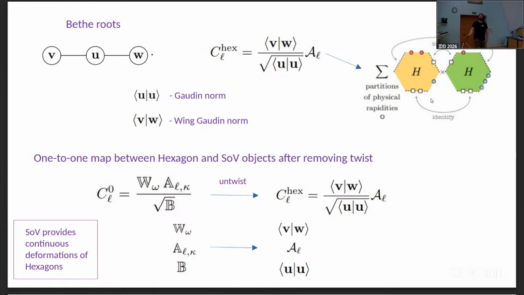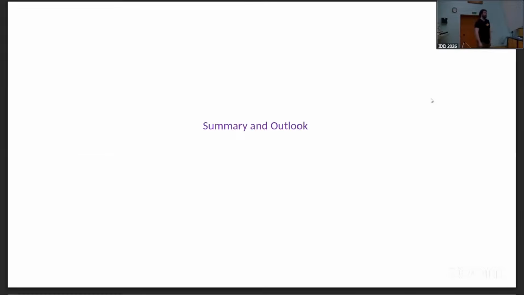Okay? And one nice additional feature of this is that, in a natural way, SOV provides a continuous deformation of hexagons. So we have not just hexagons, but we can compute the correlation functions for a wide range of deformations. Good. Okay, so let me summarize.